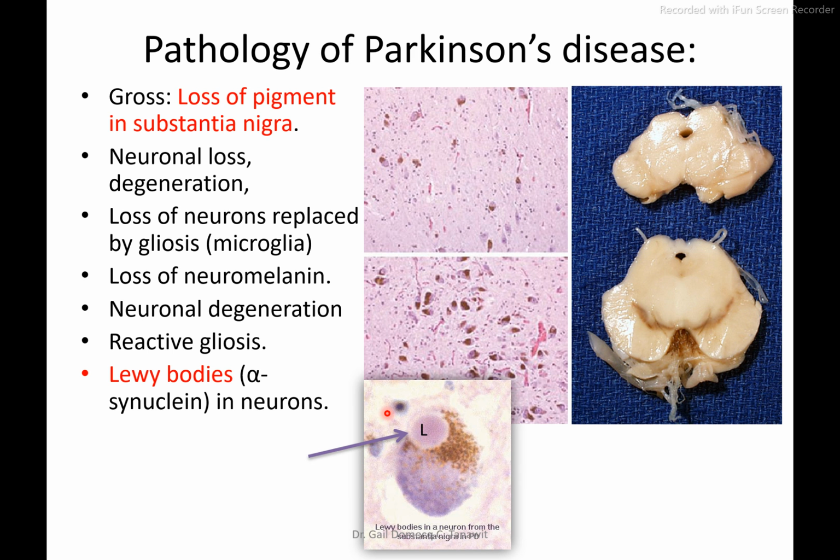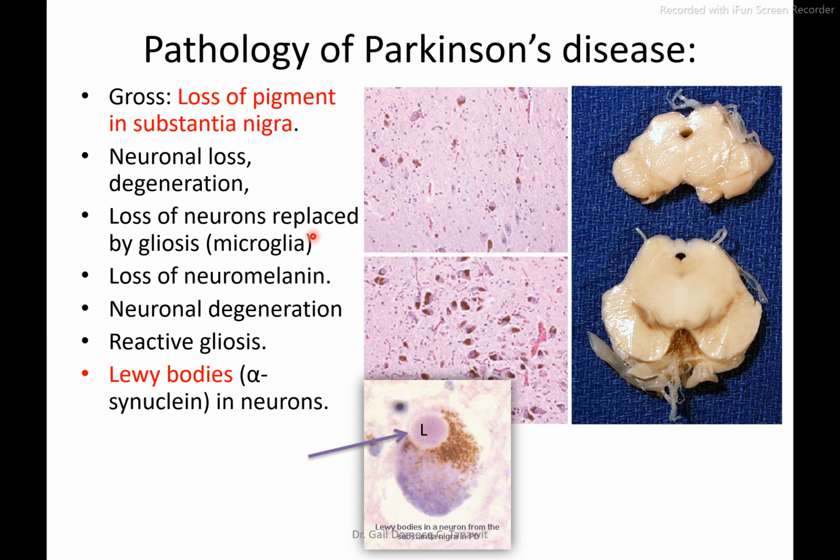Now, let's go to Parkinson's disease. This is a loss of pigment, particularly in the substantia nigra. So, what will happen kapag nagkaroon ng loss of this pigment? There would be a neuronal loss, degeneration, loss of the neuron. It will be replaced by gliosis by microglia. And you know that your microglia is a phagocyte in the CNS.